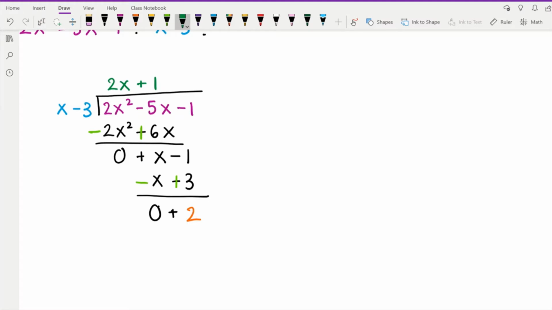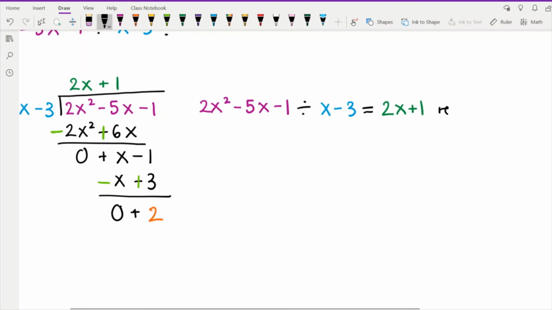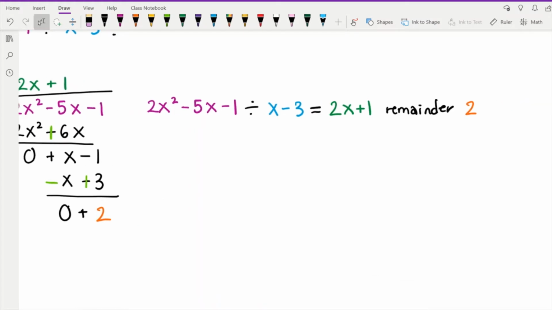We can either say that 2x, or sorry, let me write out the thing we're dividing first. So 2x squared minus 5x minus 1 divided by x minus 3 is equal to 2x plus 1 with a remainder, right? We found a remainder. Sorry, my screen is a little stuck. And that remainder was 2, right? That's what we had left over at the end of the day.